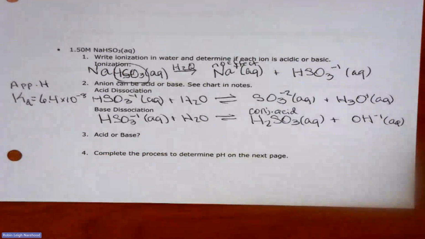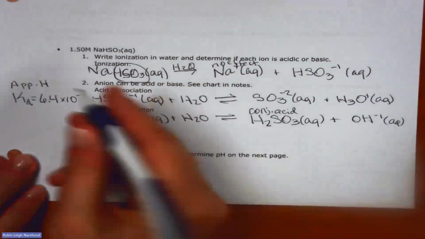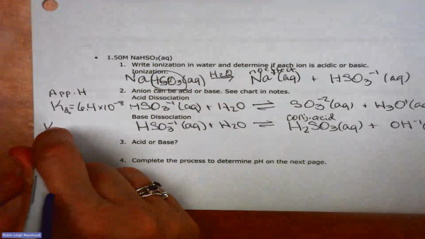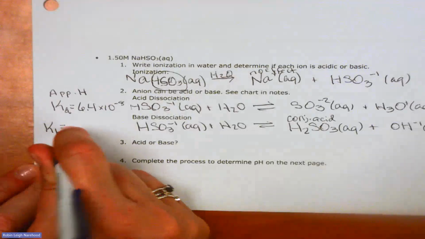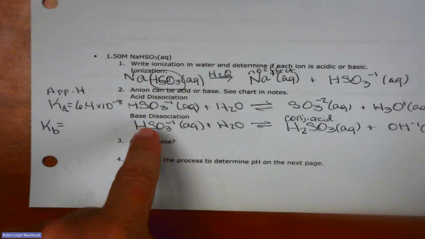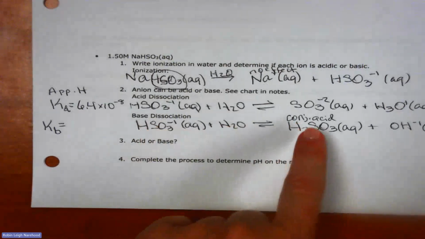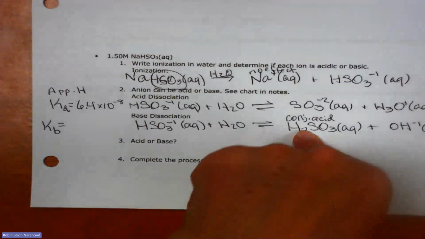So if it acts like a base, then when this ion is dissolved, it's going to interact with water and take a hydrogen away from it and form sulfurous acid and hydroxide. That's the base dissociation reaction. Because we want its base behavior, it would have a Kb value. So its Kb would be how it acts as a base, the number.